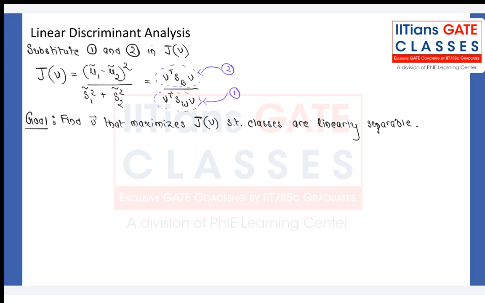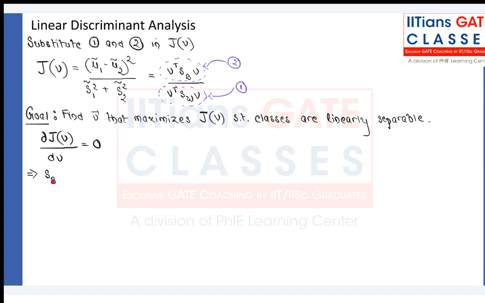Yeah, so we try to maximize J(v), and classes are linearly separable. Okay, so again, it's a maxima minima problem. So we do differentiation, equate it to 0. So dJ(v) divided by dv is equal to 0. So if we differentiate, it's a u by v rule, you might know this.